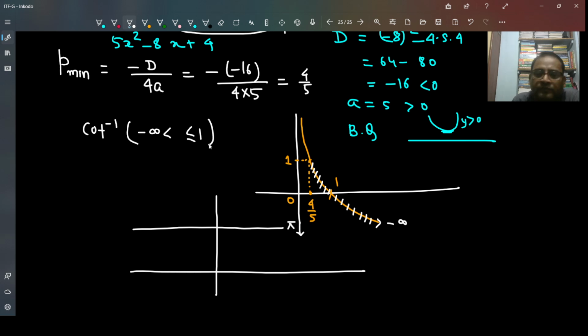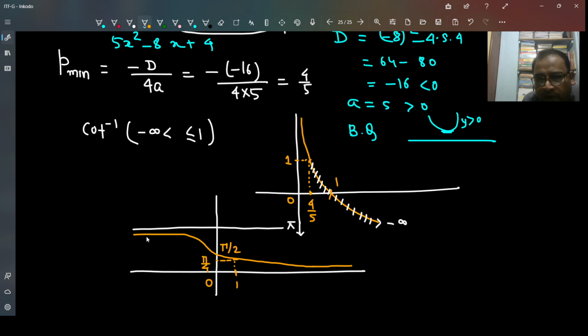It is your pi value. Now this is 0, pi by 2. Okay, now. So when x is from minus infinity to 1, 1 is here. For the 1, we will get some value on the curve. This is pi by 4.